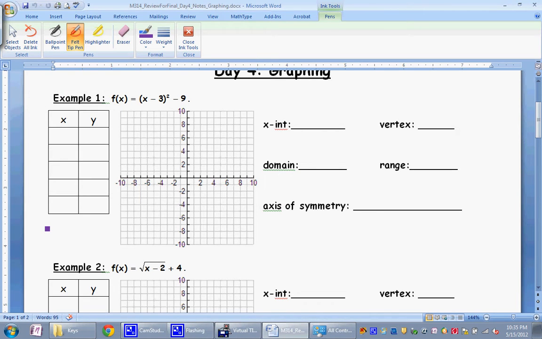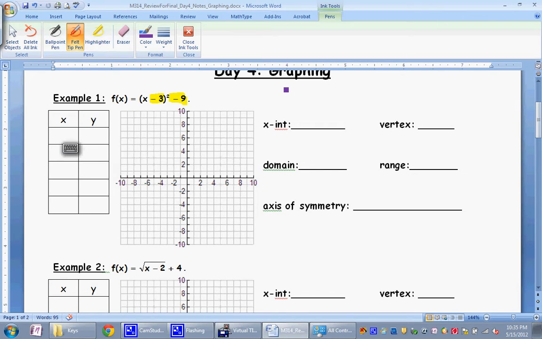Hey guys, today we're going to do a little bit of graphing. I've got a couple of example problems for us to work through. Now it hasn't been that long since we did our graphing chapter, so I bet you're already going to remember how to do a lot of this graphing.